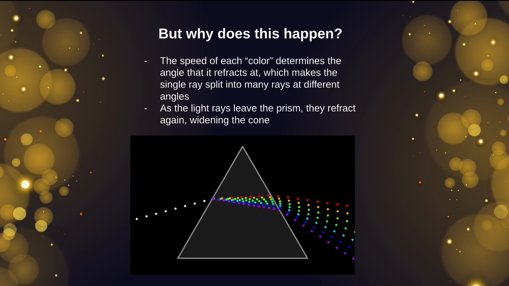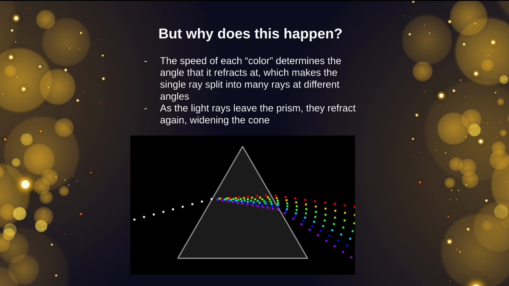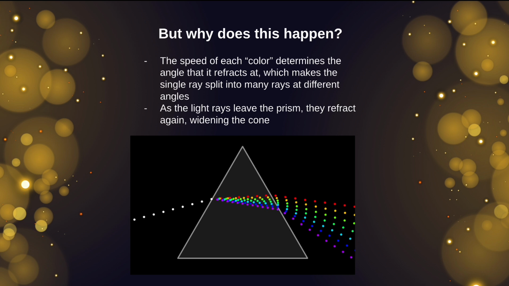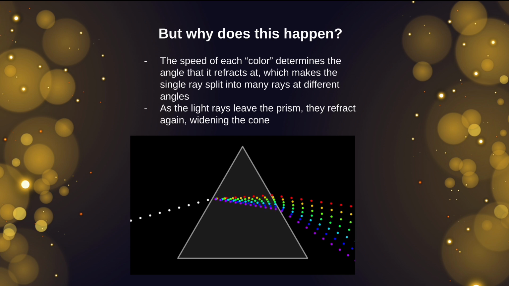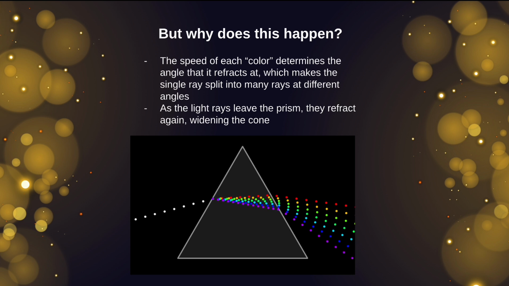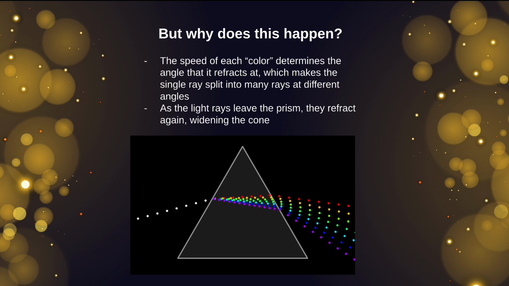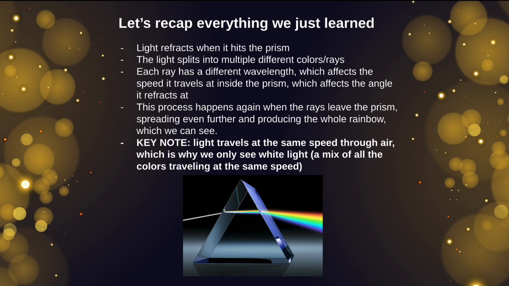The speed of each wavelength or color determines the angle that it refracts at. You can see that red, as it's moving the slowest, has the highest angle of refraction. Purple has slightly less angle of refraction because it moves a lot faster. You can see that this actually happens again after all those rays split. As they leave the prism, they are splitting again, which is widening the cone. So let's just recap here.